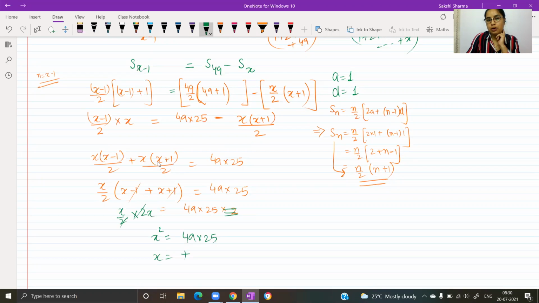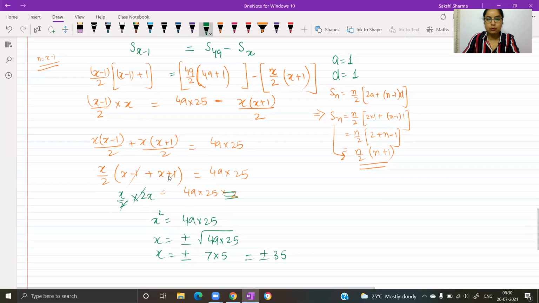x equals positive negative square root of the product. This will be x equals plus minus 35. Since x is representing a house number, it cannot be negative. The value of x will be equal to 35.